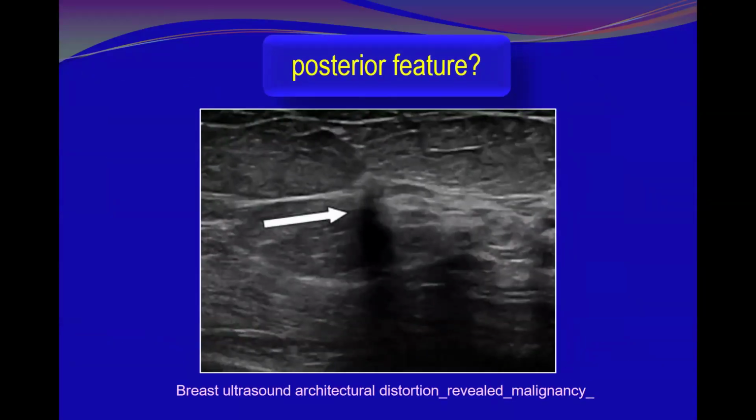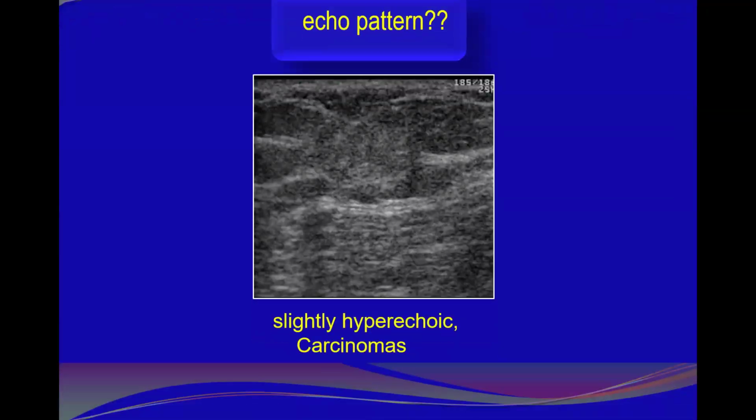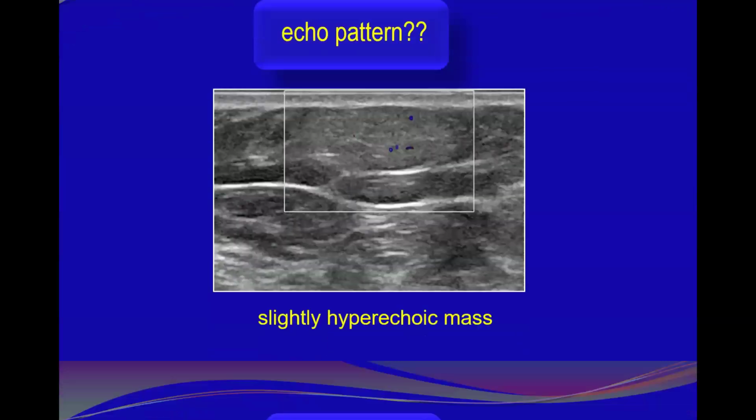Just the posterior feature. Shadowing. Posterior shadowing. Excellent. What is the echo pattern? Iso. Iso-echoic. Sure, it is iso. Yes, heterogeneous, accepted, but it is slightly hyper compared with the adjacent fat. Slightly hyper. And this one? Also slightly hyper, yes.